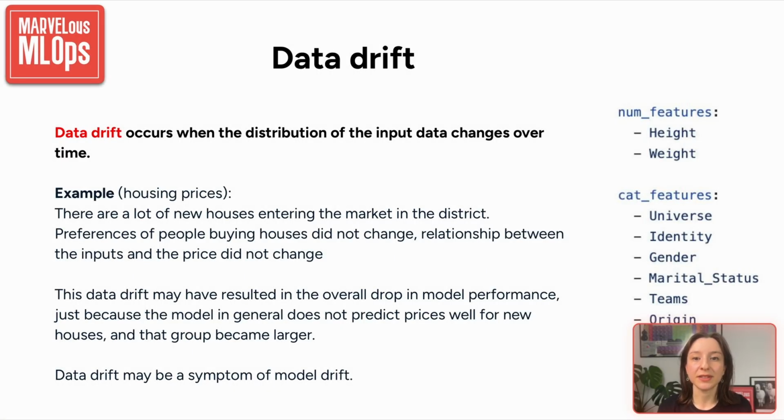Let's remember data drift. Data drift happens when the distribution of the input data shifts over time, even if the relationship between inputs and outputs stays the same. Take the housing price prediction example. Suppose a lot of new houses enter the market in a certain district. People's preferences haven't changed, and the relationship between features and the price remains stable. But because the model hasn't seen enough examples of new houses, its performance drops. Not because the logic changed, but because the data shifted. So in this case, data drift is the root cause of the decline in accuracy. And it might also signal model drift, which means the model no longer generalizes well to the current data.